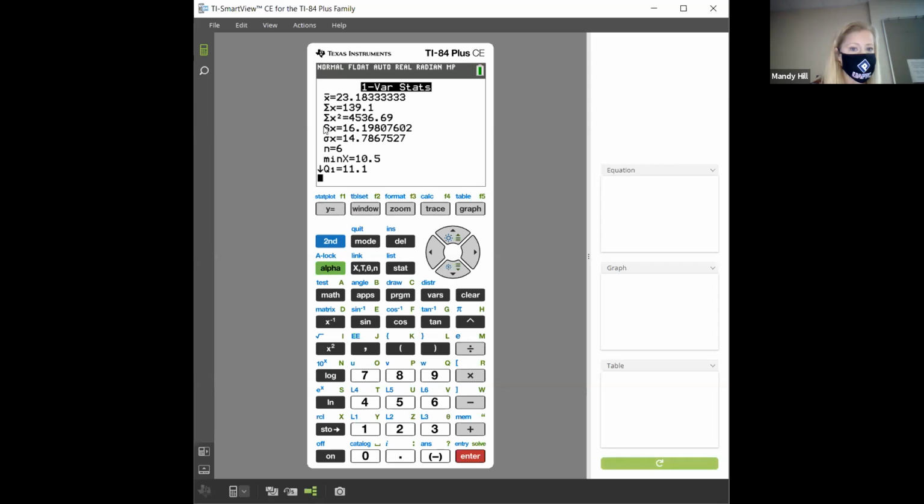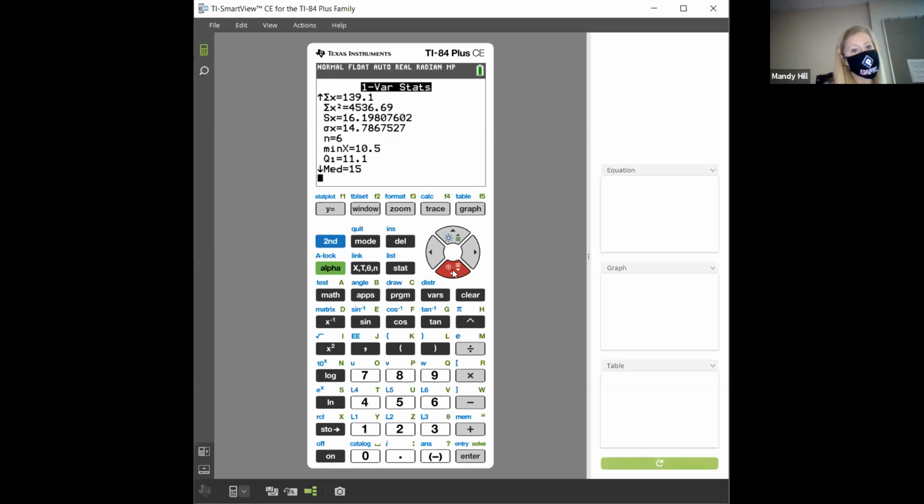In our problem, this little SX right here is what we're looking for when we're doing standard deviation. So 16.198 is the number that they're asking for. And it says that they want us to round this to 2 decimal places. So that 8 would make the 9 round up, right? So the answer would be 16.20. So you're looking for SX. That's your standard deviation on the calculator.